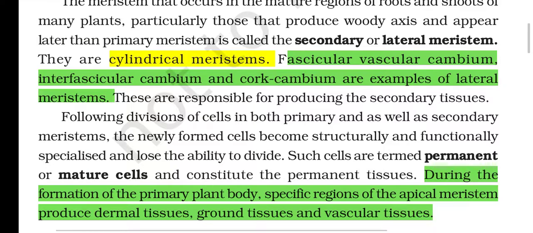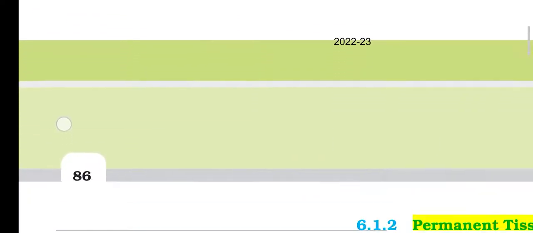Following divisions of cells in both primary as well as secondary meristems, the newly formed cells become structurally and functionally specialized and lose the ability to divide. Such cells are termed permanent or mature cells and constitute the permanent tissues. During the formation of primary plant body, specific regions of the apical meristem produce dermal tissues, ground tissues, and vascular tissues.